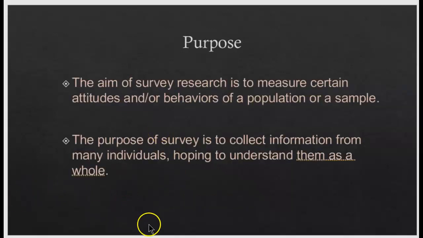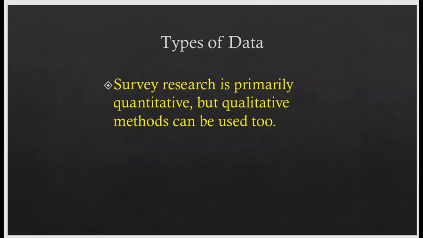The purpose of a survey is to measure certain attitudes or behaviors in a population. And from that population, typically you're going to choose a sample. Survey research is typically done over large groups, but the goal is to sample a part of that population in order to get the answer to your information. Surveys want to collect information from as many individuals as possible, hoping that they can understand the whole population better.